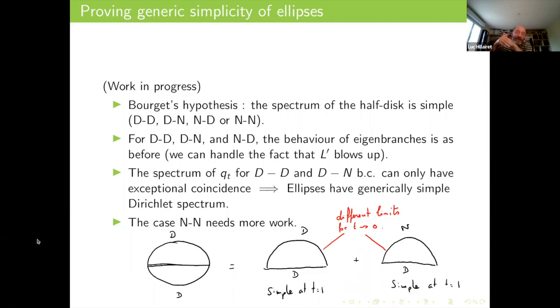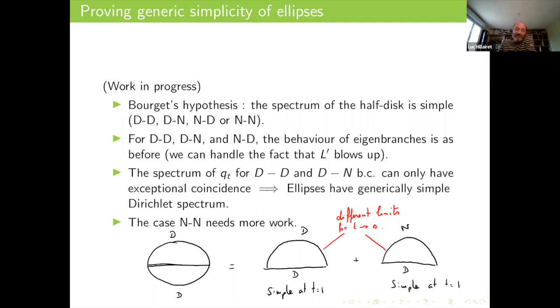And so now imagine that you have an eigenvalue, an eigenbranch that has multiplicity 2. So it cannot be neither on the left side nor on the right side. And so it has to be an eigenvalue both of the right and of the left side, but that's not possible because they have different limits when t goes to 0. And so that gives a generic simplicity of eigenvalues when you have a Dirichlet boundary condition.